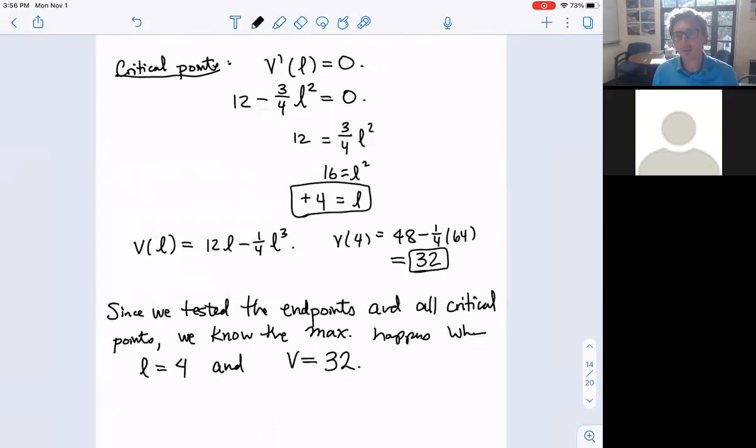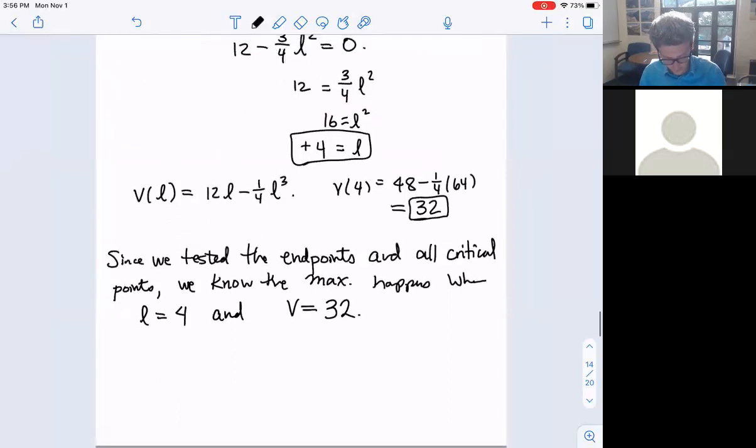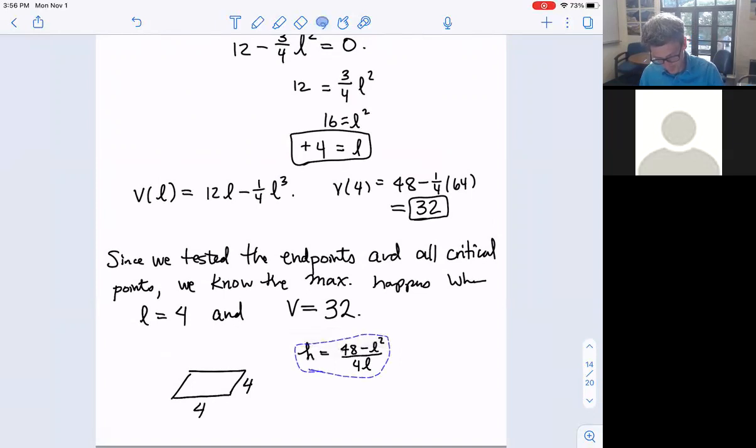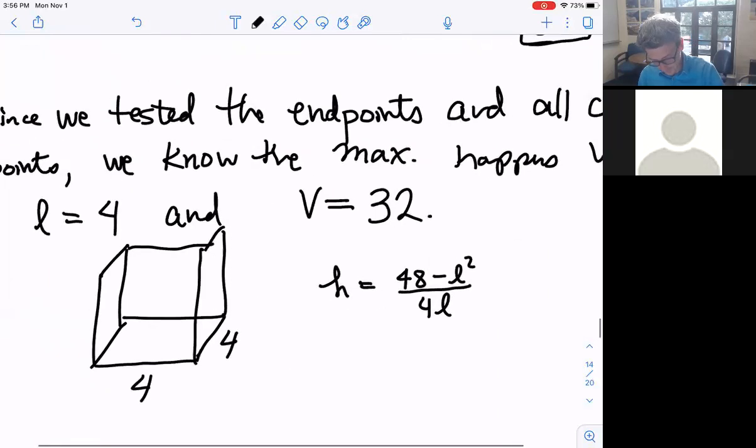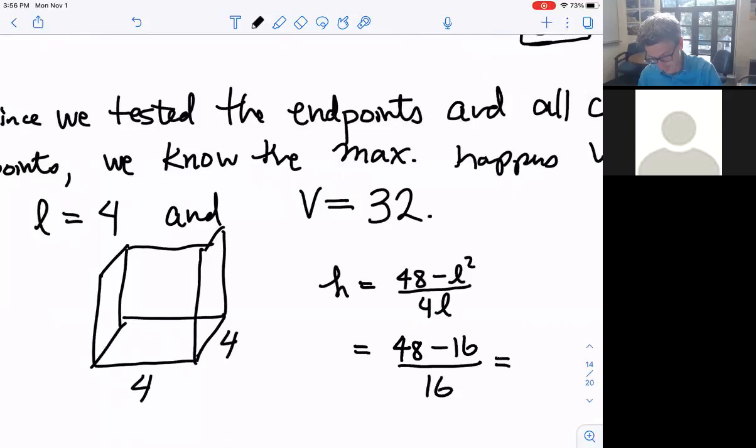So what we should do now is finish the problem by giving all the dimensions of our box. Remember, our box had a square base that was L by L, so that's going to be 4 by 4. And then what was our formula for the height? Our height is actually given by this formula here: 48 minus L squared over 4L. In this case, our height is going to be 48 minus 16 over 16, which, if I did that correctly, will be equal to 2.